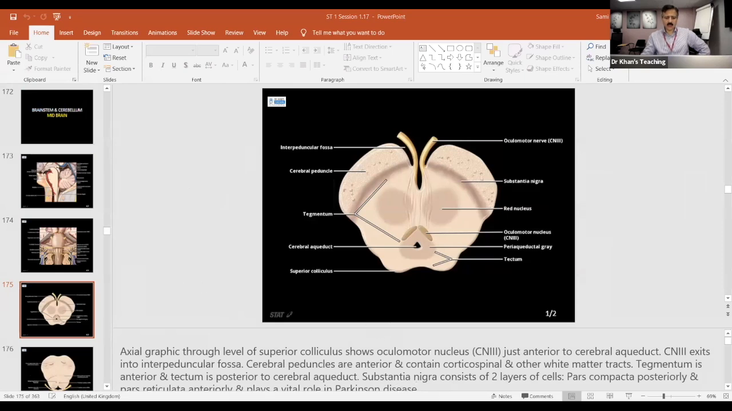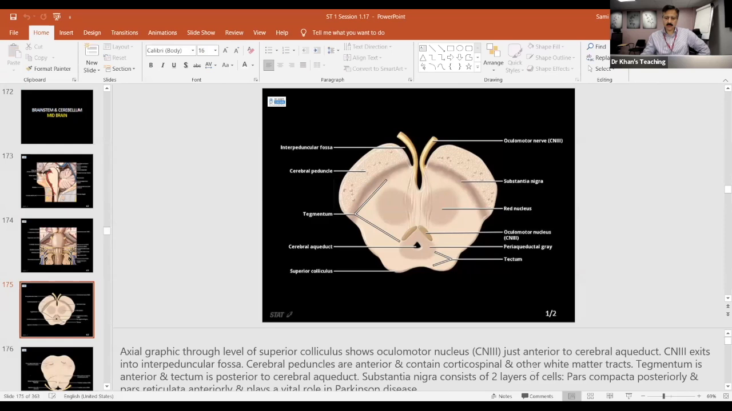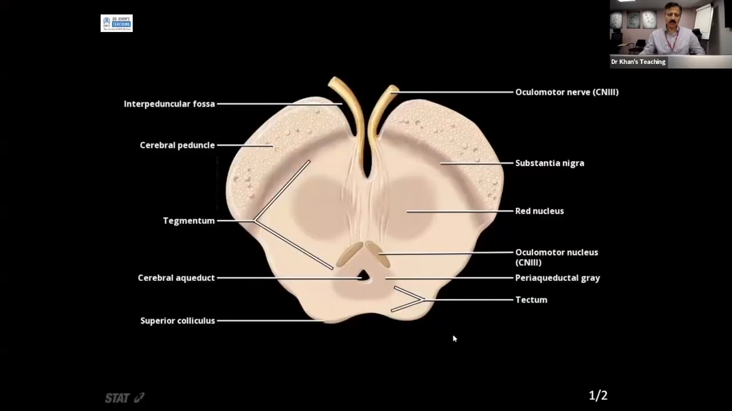Can you please confirm that you are seeing a diagram of the midbrain? We can see that, but it's not full screen. Is it full screen now?